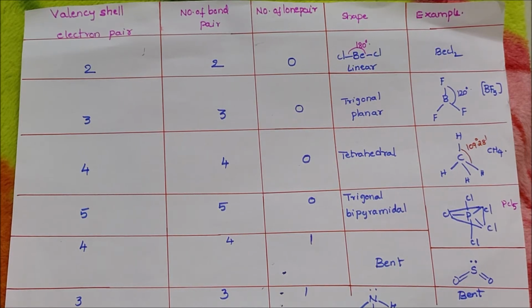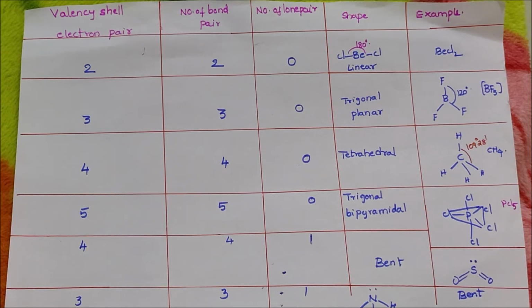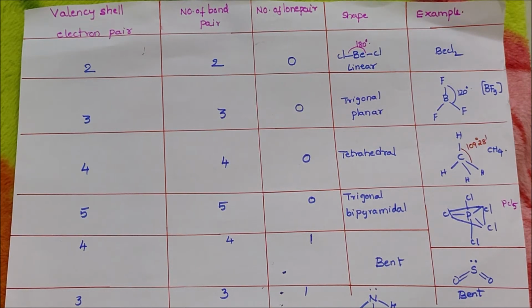In previous classes, we discussed VSEPR theory, that is valence shell electron pair repulsion theory. This theory was proposed by Sidgwick and Powell and later developed by Nyholm and Gillespie. Some of the postulates of VSEPR theory: the shape of the molecule depends on electron pairs. What are the electron pairs? Bond pair and lone pair.